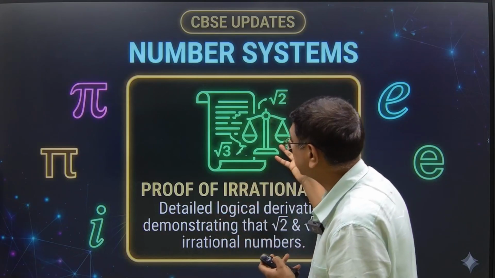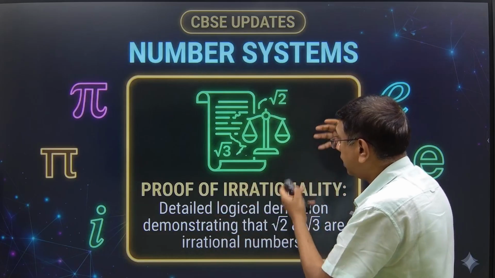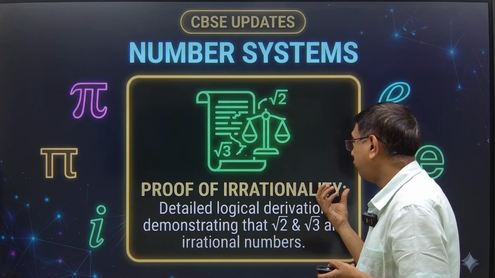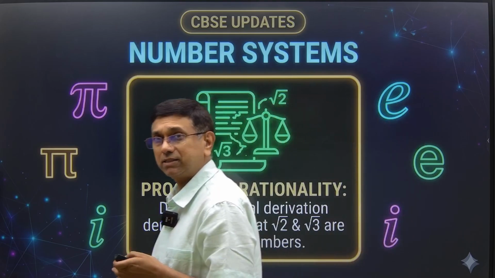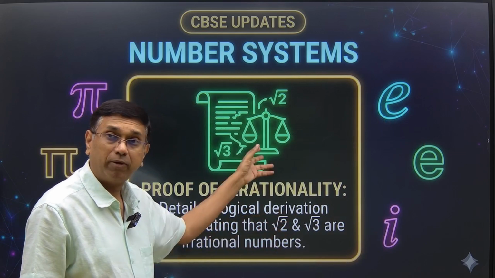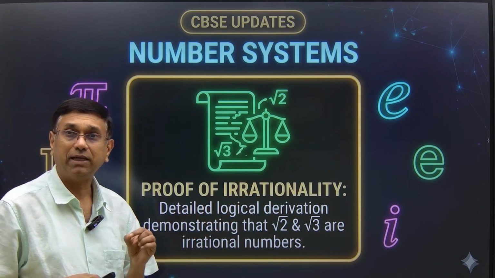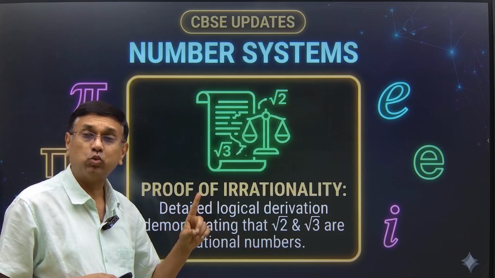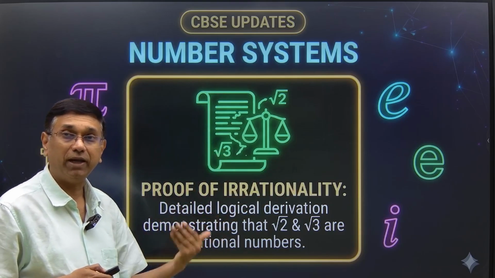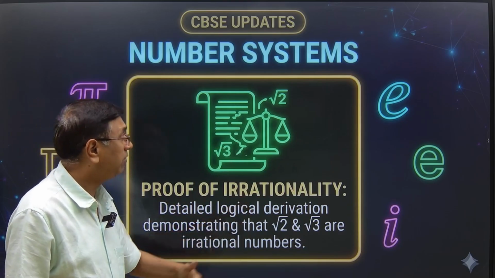The first chapter is number systems, where proof of irrationality has come. This was in class 10th before. Now from 10th the proof has come to class 9. So this is one change which you will find in number systems, right? The logical derivation part.